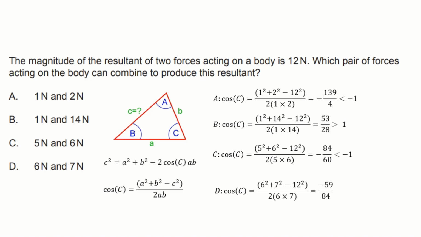So you guessed it, the last one, 6 squared plus 7 squared minus 12 squared, is going to give us a number which is okay. We've got a fraction which has a magnitude less than 1, and therefore it's an allowable answer. So our answer here is 6 and 7.